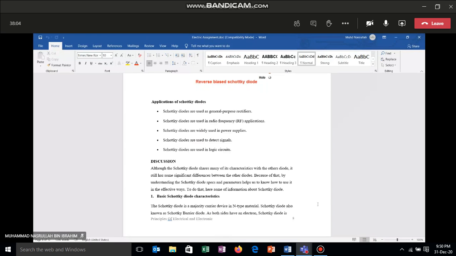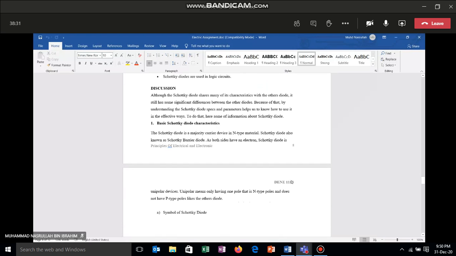For the discussion, although the Schottky diode shares many of its characteristics with the other diodes, it still has some significant differences from the other diodes. Because of that, understanding the Schottky diode specs and parameters helps us to know how to use it in effective ways. To do that, here is some information about Schottky diode.